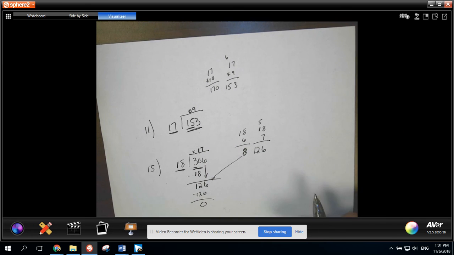Okay, we'll do a couple more when it comes to working with some decimals and stuff like that. But for now, hopefully that's enough guidance for you to help refresh your memory on long division.